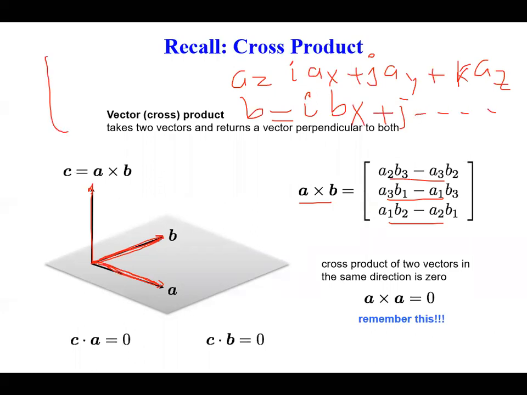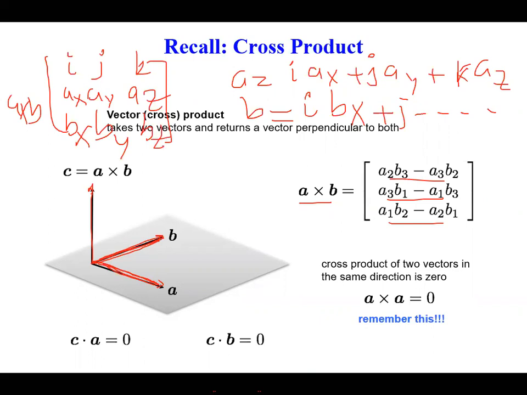Okay, so we put this in a matrix. A cross B: the first row i, j, k, then Ax, Ay, Az, then Bx, By, Bz. Here they call it 3, 2, and 1, where A1 refers to Ax, A2 refers to Ay, A3 refers to Az. But I prefer to write Ax, Ay, Az, just to remind you of the math that you already took a while ago.